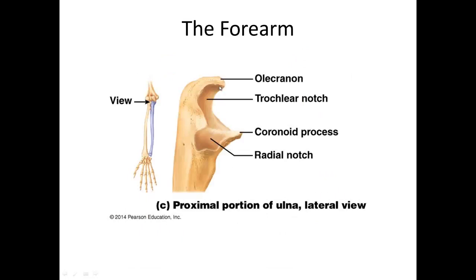And here we have a closer view of the proximal end of the ulna that articulates with the humerus. And so we can see here that ridge that tracks in the trochlear notch. We can also see the radial notch in which the head of the radius articulates directly with the ulna.